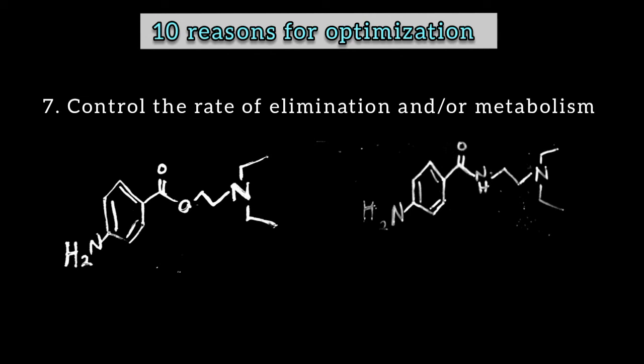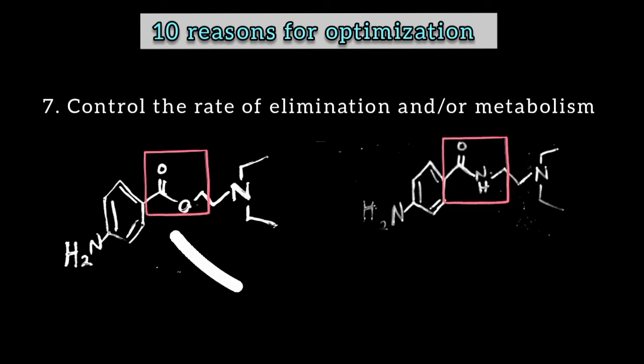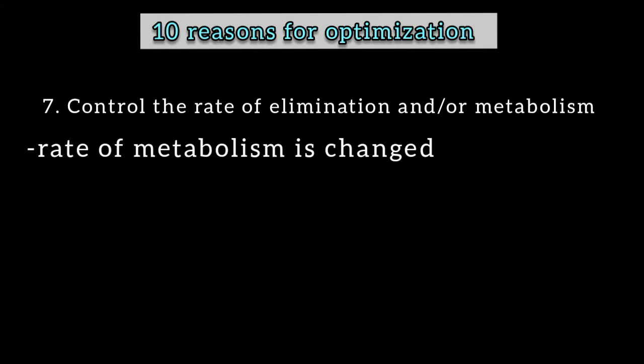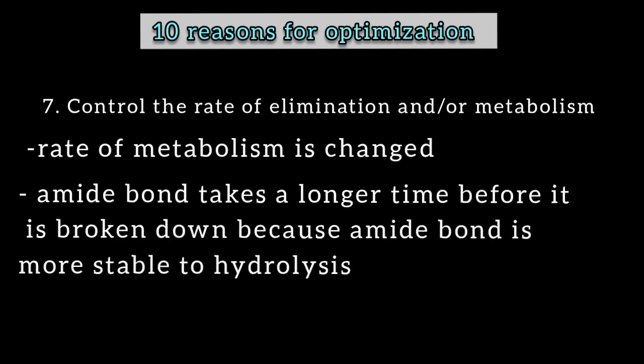By changing the ester to the amide bond, you are also changing the rate of metabolism, because these lead molecules are broken down or metabolized in the body through hydrolysis, and by changing the ester to amide, you are delaying the process of hydrolysis and hence controlling the rate of elimination or the rate of metabolism, which means that procainamide is going to take a longer time to be metabolized as compared to procaine.